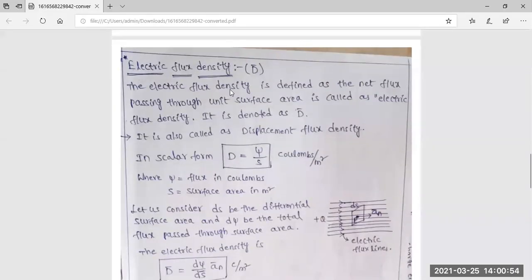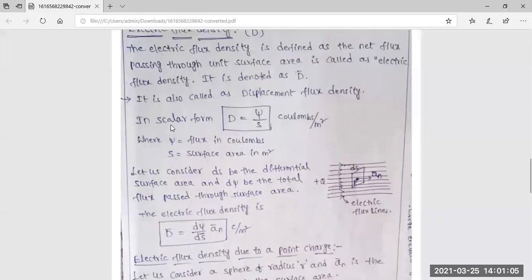Okay, and coming to electric flux density. Flux density is nothing but the electric flux passing through unit surface area. It is called the electric flux density. Here, the direction of electric flux lines is horizontal, we just have to assume, and the differential surface area is vertical. So the angle between the electric flux lines and the differential surface area is 90 degrees. So it is called the normal. The direction of electric flux lines is normal to the surface area, that is, the differential surface area.